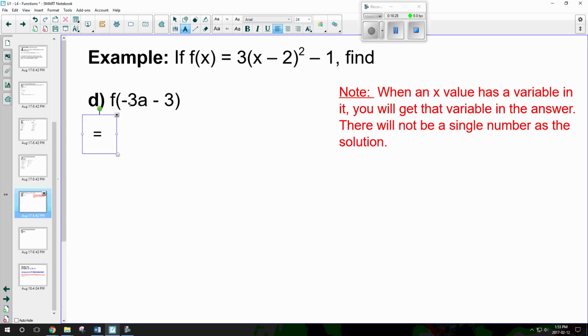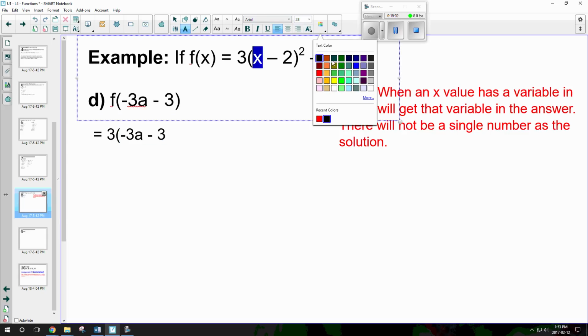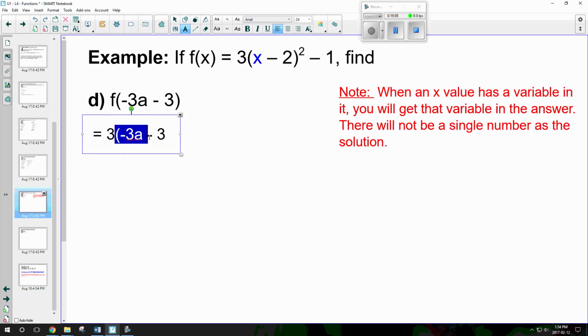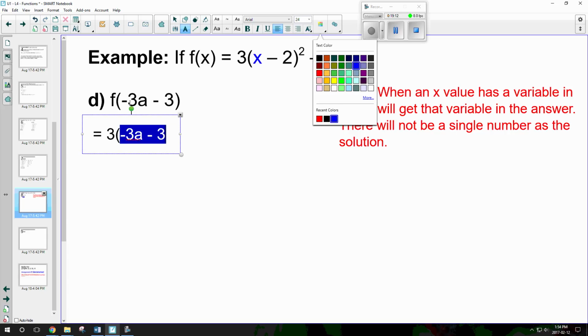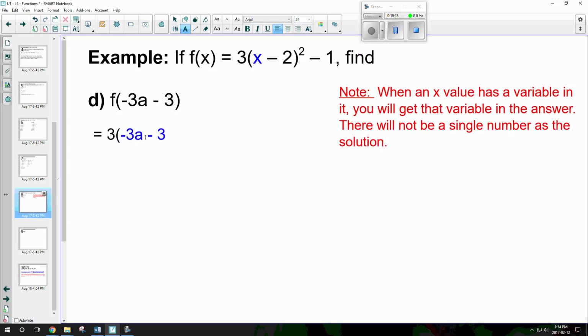Again, we're trying to find f at negative 3a minus 3. The steps that we're going to follow are the same. In our function, wherever we see an x, we are plugging in our value of negative 3a minus 3. So this entire thing is taking the place of our x up here. I'm going to make that a different color so it's easier to see where that x is in our function. We're replacing it with everything inside our brackets, which is negative 3a minus 3.